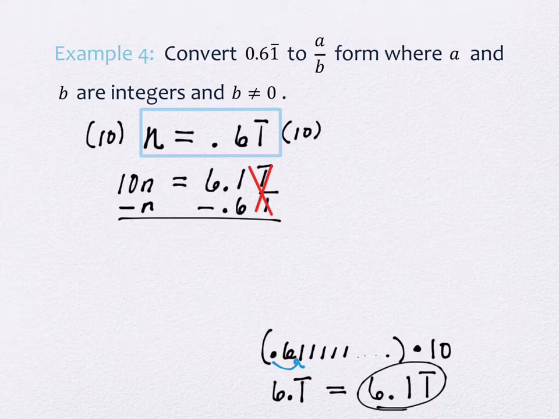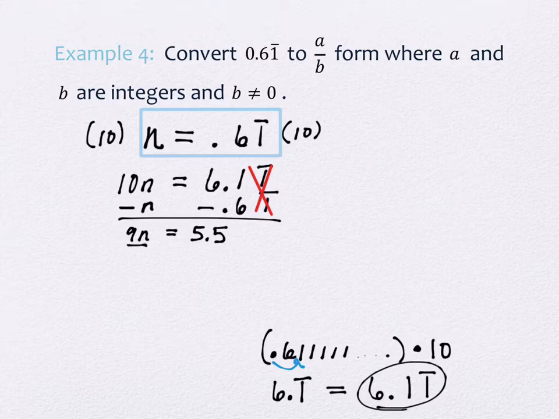10n minus n is 9n. And on the right, what's 6.1 minus 0.6? 5.5. Perfect. Okay, everybody good so far? 5.5. I realize there's a decimal, in case you're concerned that I didn't see that. I do. I see it. We will fix it. But we've made progress because there's no more repeating parts. I know we still have decimals, but there's no more repeatings.